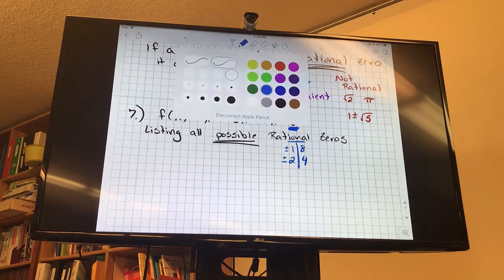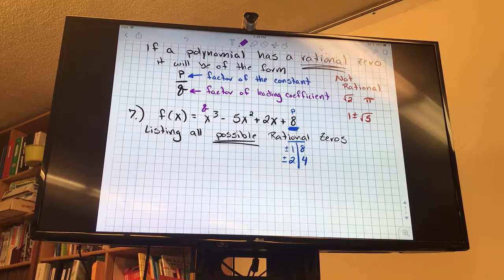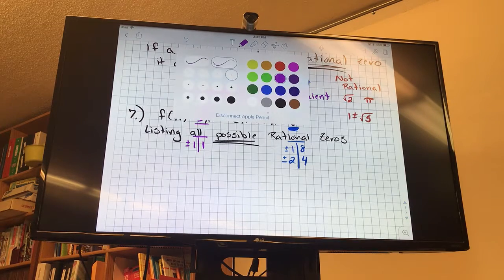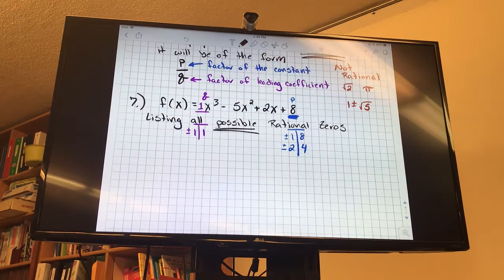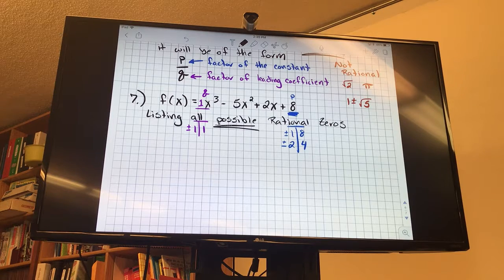Okay, so what are all my factors of q? This is my q, which is 1. So what are all my factors of 1? Plus or minus 1. Now I just need to divide them all. To find any possible zeros, I need to take all my p's and divide them by all my q's.